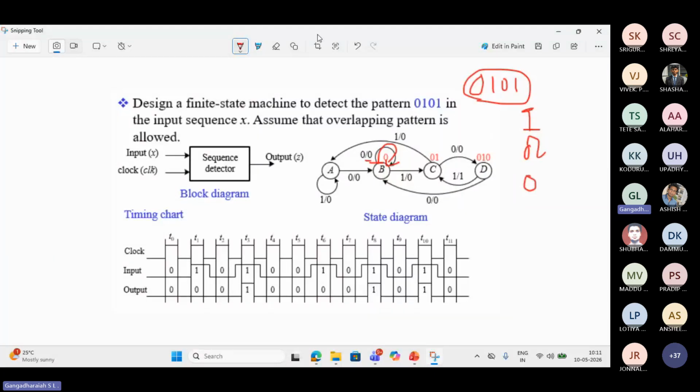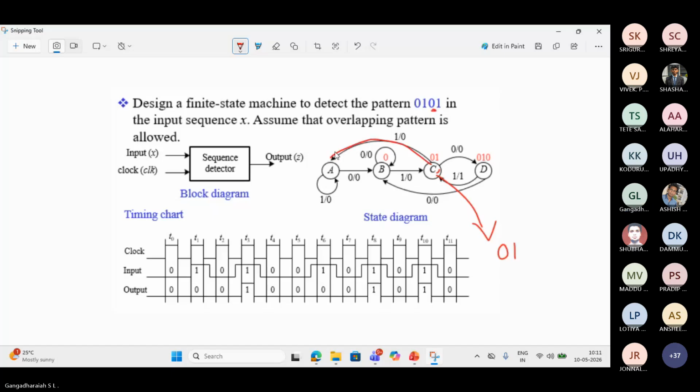So now look at this. I am here now at 01. This C is a state which says 01 is detected. Now if I give 1, it is not my valid bit, so let me go back here. I start again from the beginning. Now if 0, this is the valid bit, I go to the next state, but still my output is 0 because 0101 is not detected. So I go here.